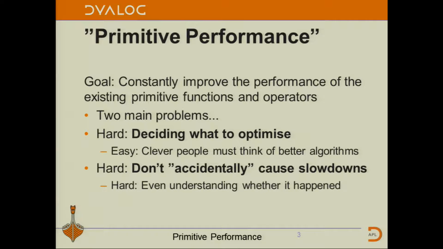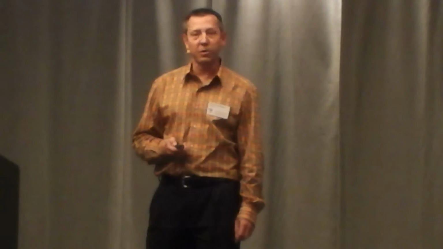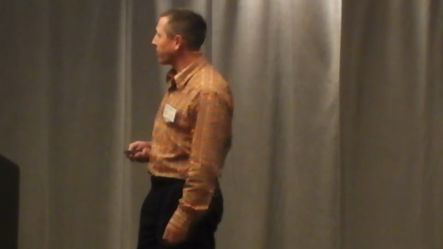The first one, deciding what to optimize, is generally hard. Once you've decided what to optimize, Dyalog currently has lots of clever people to make things run faster. But then the associated problem is that as soon as you start working on improvements, there's a risk of slowing things down. And it's quite hard, in fact, even to understand whether that's happened.